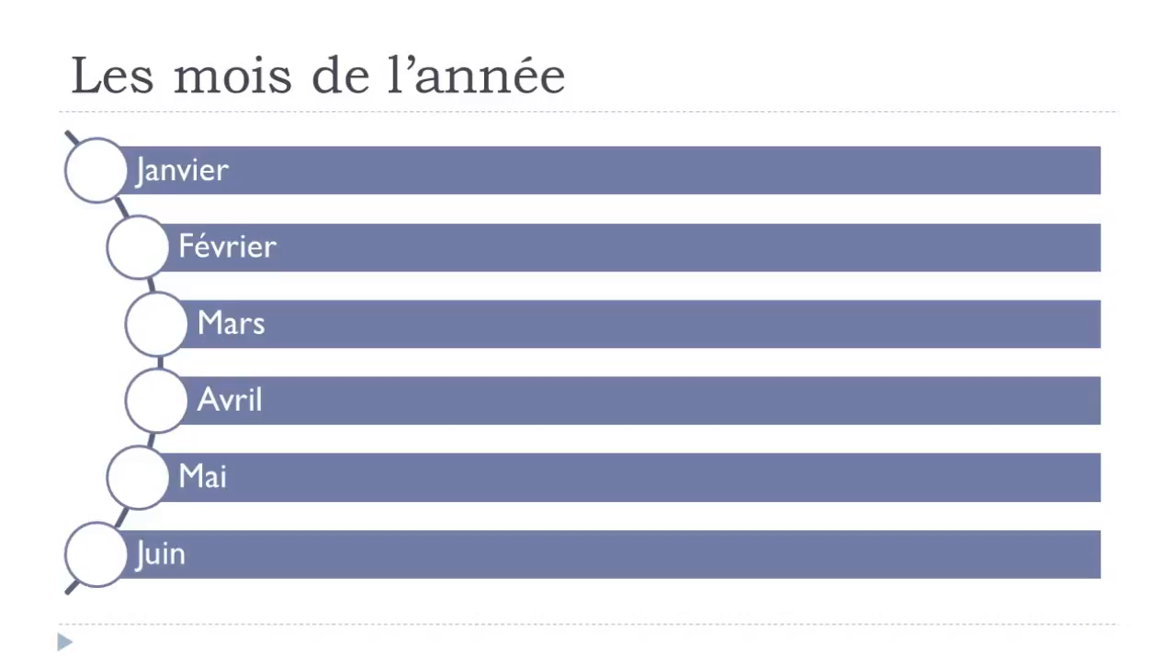And then here, it's a bit tricky, but still, IN goes like un, and then you get juin. Okay, let's see them one more time. Janvier, février, mars, avril, mai, juin.